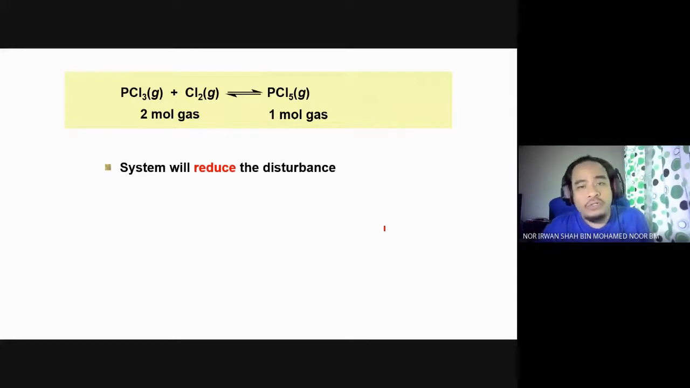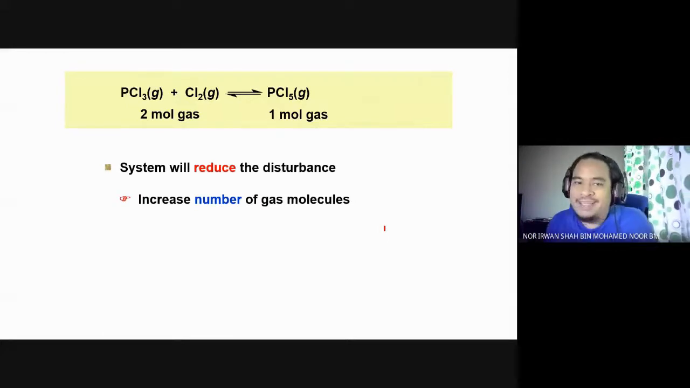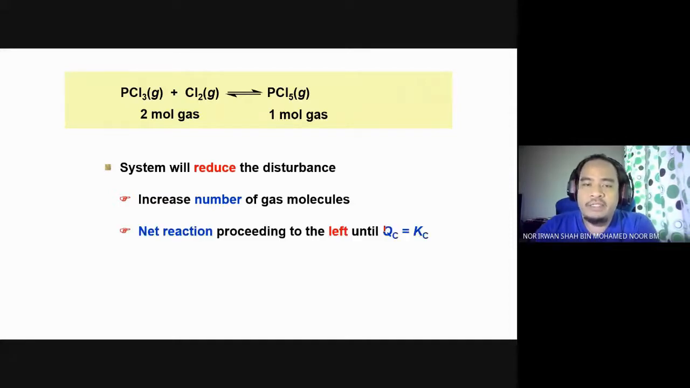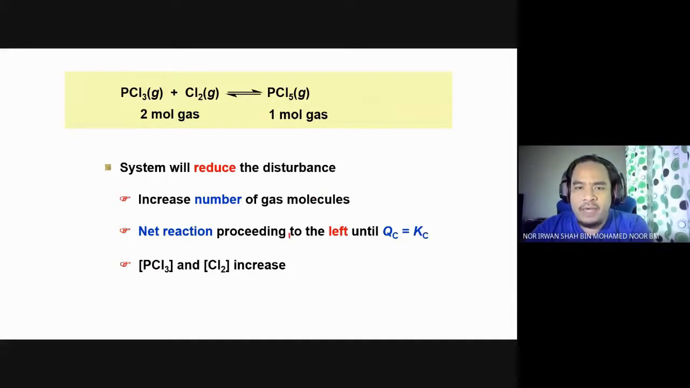So how is the system going to do that? The system must increase the number of gas molecules. In this case, it is actually the opposite of case 1. So what will happen? The system will undergo a net reaction by proceeding to the left until QC equals KC. Maybe some of you are still unclear why the system shifts to the left.